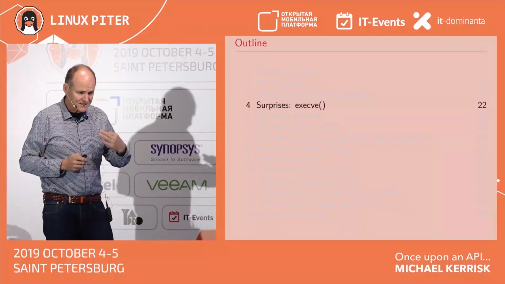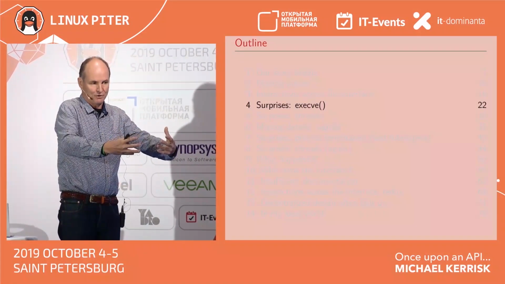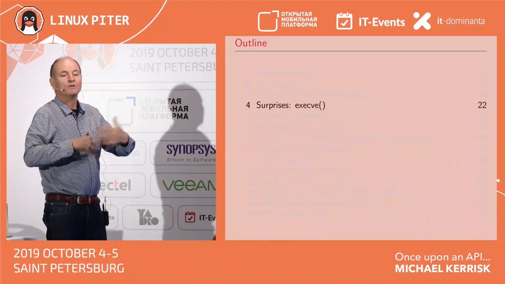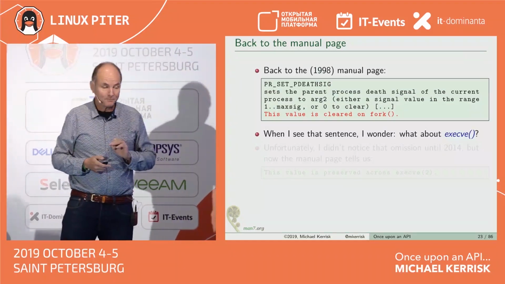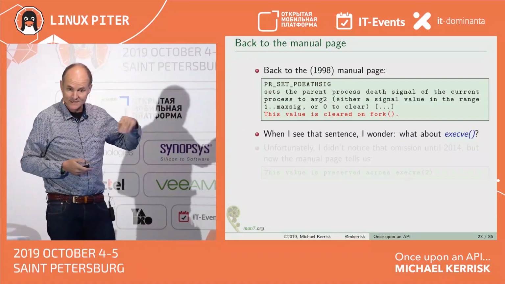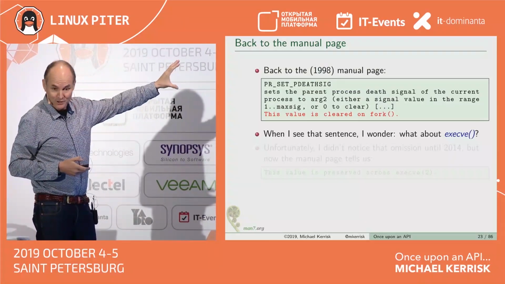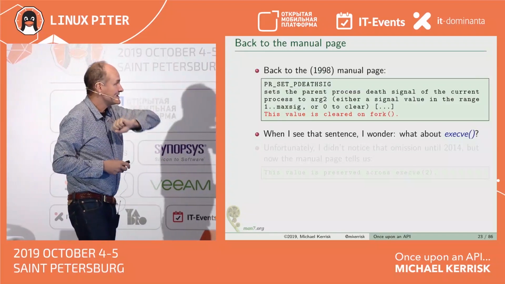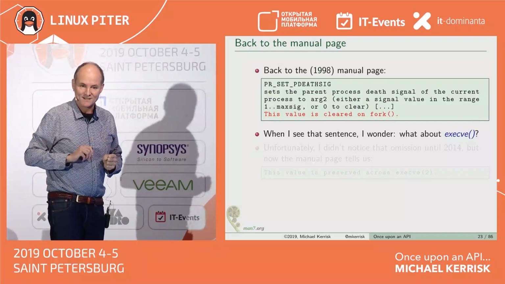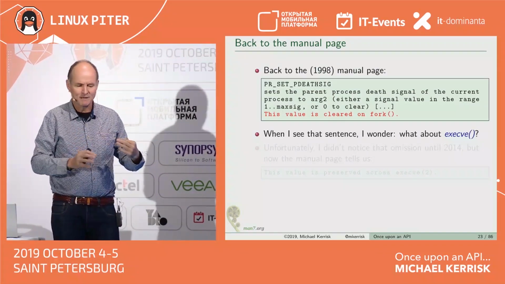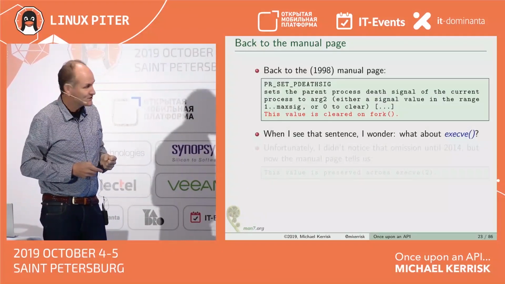execve. execve is the system call that a process uses to say, I want to execute a new program, replace the program I'm currently running with a new program. Now, in the original manual page entry for this PR_SET_PDEATHSIG feature, this was all the documentation there was, basically, and there was a sentence there, this value is cleared on fork. When I see a sentence like that, I immediately want to say to myself, because I always think about fork and exec, well, what about exec? There was nothing there in the manual page.